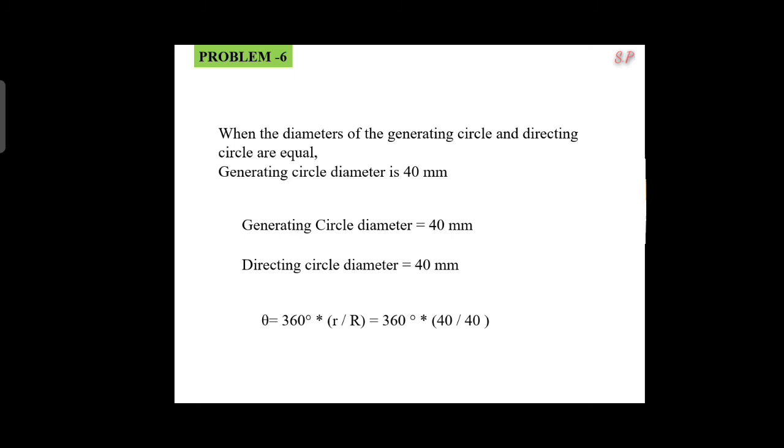Next, problem number 6. When the diameter of the generating circle and the directing circle are equal. Generating circle diameter is 40 mm. So the generating circle diameter is 40 mm and the directing circle diameter is also 40 mm. And here you will find the angle theta. Theta is equal to 360 degrees.